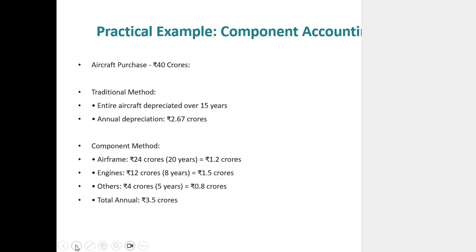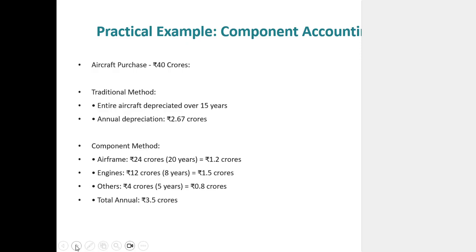Okay. Now let us look at a practical example of component accounting. Of course, I've taken the simplest of examples. Suppose we purchase an aircraft for 40 crores. If you go by the traditional method, the entire aircraft is depreciated over 15 years, and the annual depreciation comes to 2.67 crore. The traditional method is simple. Entire 40 crores, useful life is 15 years, so each year the depreciation comes out to be 2.67 crores.